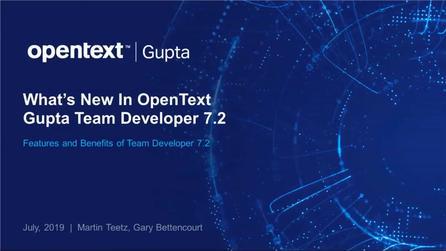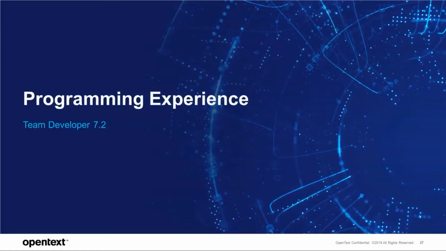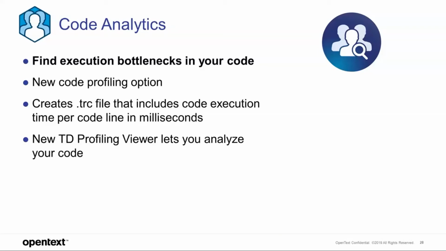So what's new in Team Developer 7.2? You already saw the APIs that are shared between TD Mobile and Team Developer. Now the programming experience. We have a very exciting new feature in Team Developer 7.2, which is code analytics, which helps you find execution bottlenecks in your code. It creates a .trc file that includes code execution time per code line in milliseconds. And we have a new profiling viewer that lets you analyze your code.